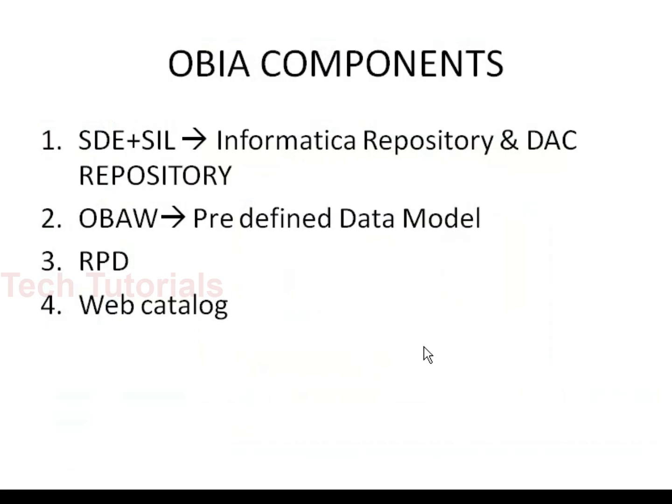Those are SDE plus SIL mappings, which come in the format of Informatica repository plus DAC repository. Those 2 things are called the ETL package. The second one is the data model, OBIW. That is also one of the packages. Next one is RPD. Next one is web catalog. These 4 things combined are called the OBIEE package, pre-built work.